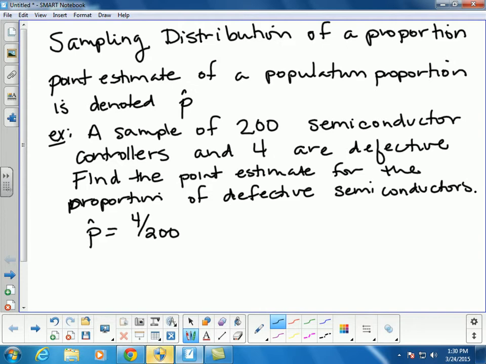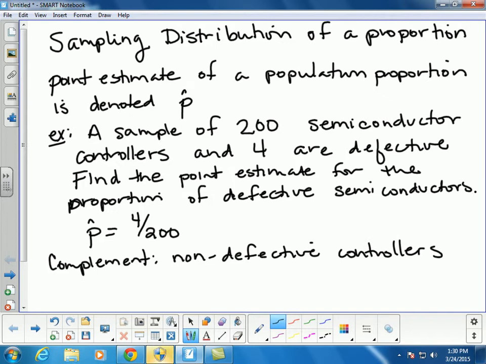Likewise, if we wanted the complement to that proportion, the complement would be the non-defective controllers or semiconductors, and the complement is denoted by 1 minus p hat, which sometimes we call q hat, and that would be 196 out of 200. So that would be the point estimate of a population proportion and its complement q hat.